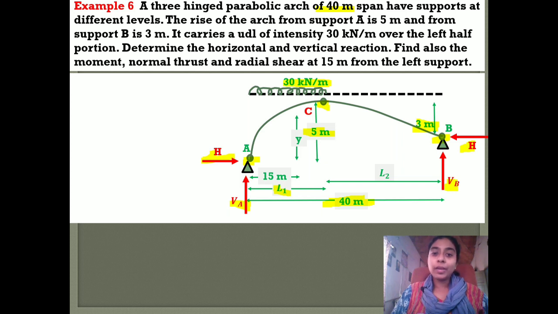Also find the moment, normal thrust and radial shear at 15 meter from the left support. So our section is taken at a distance of 15 meter. So X is taken at a distance of 15 meter from the left support. So this is our section. So we need to find what is the distance of Y. After that, we have to see what is the moment at this section, what is the normal thrust and what is the radial shear. So this is what we are going to analyze.